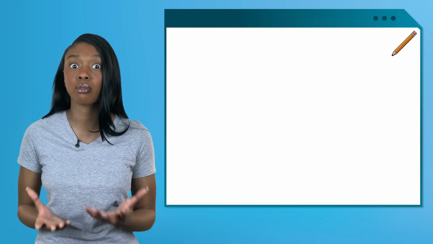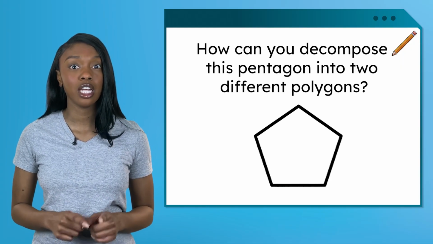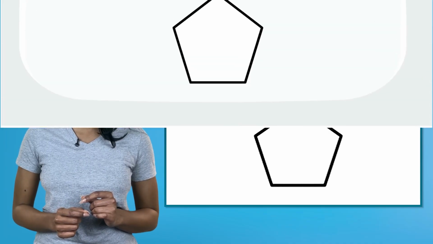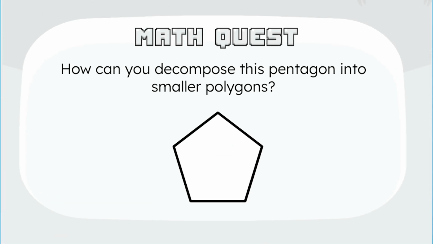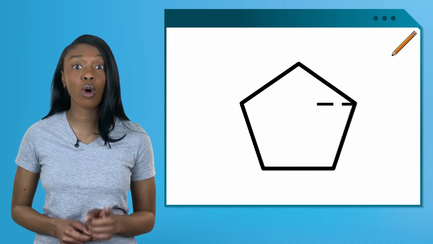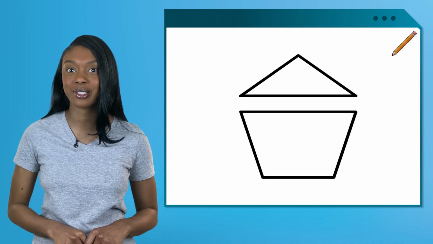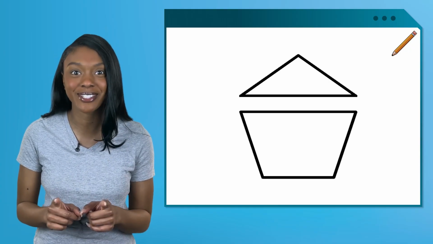Now that we've seen how we can decompose polygons into smaller polygons, I think we're ready to solve this math quest. We've been asked to decompose a pentagon into 2 different polygons. Can you try to decompose this pentagon? Pause the video to record the answer in your math quest. Is it possible? As long as you cut from one corner to any of the corners across from it, you will cut this into 2 different shapes, a triangle and a trapezoid.